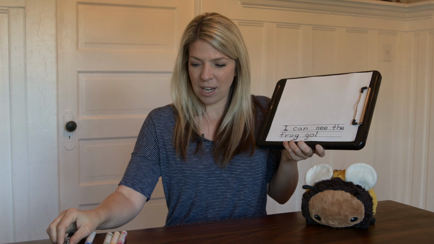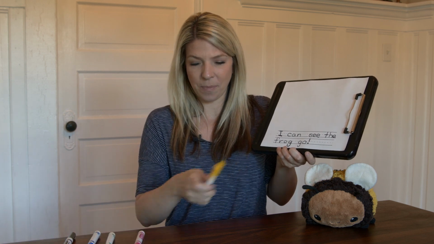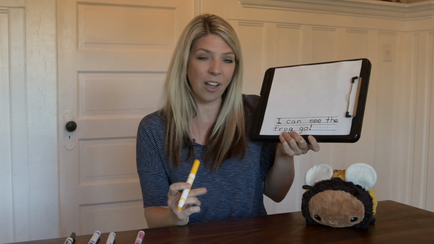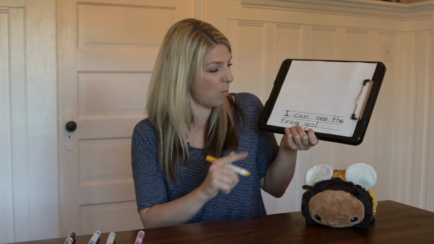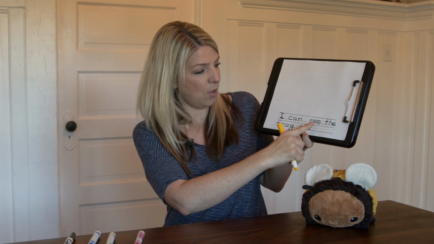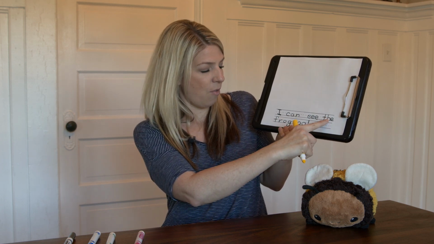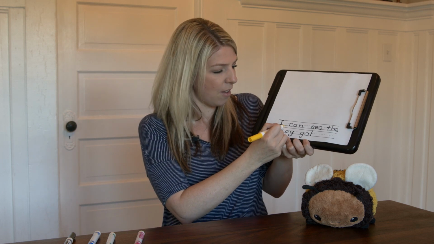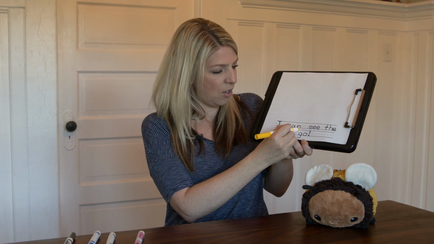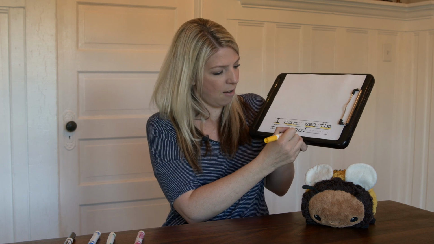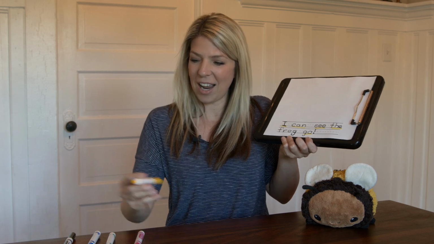You know what I'm gonna do today, boys and girls? I'm gonna take a yellow and I'm gonna underline all of our sight words. Can we count our sight words together? Ready? 1, 2, 3, 4, and 5. We have 5. 2, 3, 4, 5. Awesome, friends.